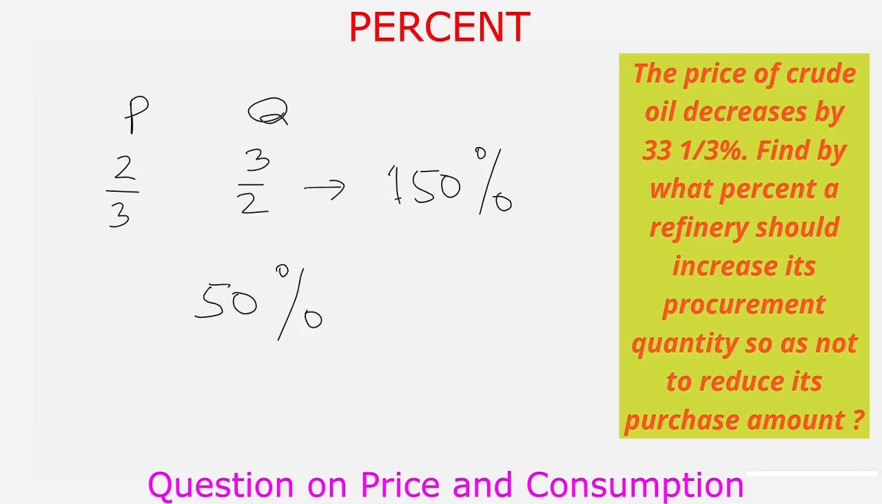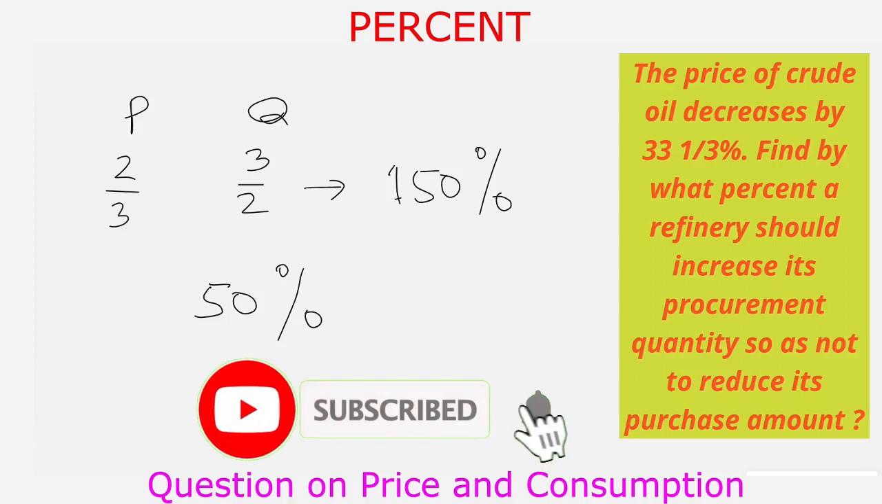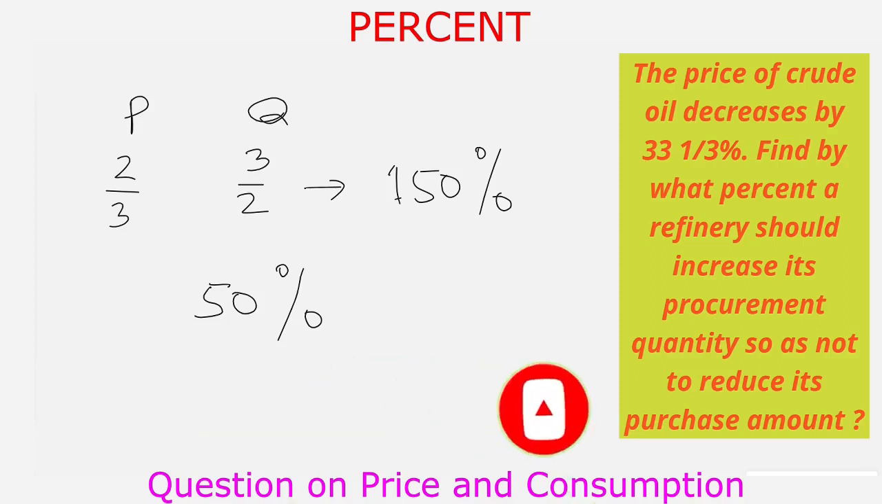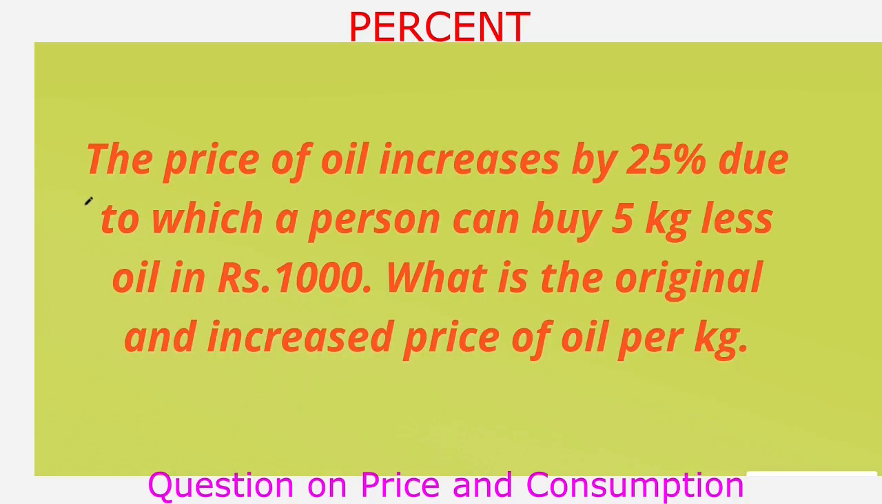This way the refinery has to increase its procurement by 50% for not reducing the purchase amount. This way we can solve this question easily by the shortcut method, if your concepts are clear that if the final and initial amount before an increase or decrease of the price is the same, then the price and quantity are inversely proportional to each other. We go to the next question.